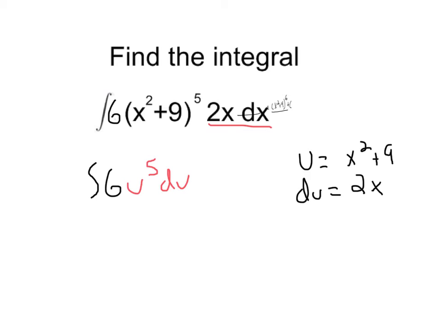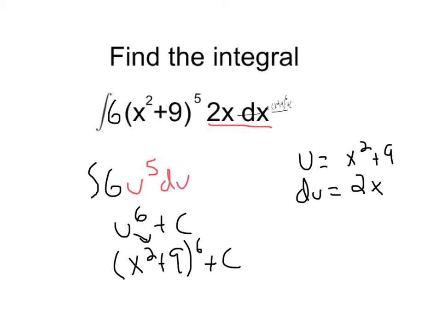Now I've got it. I used U-substitution, and I have it written in a form that I can reverse power rule. Right? If I integrate 6 u to the 5th du, I would get u to the 6th plus c, resubstitute in, and I would get x squared plus 9 to the 6th power, because that is equal to u, plus c.